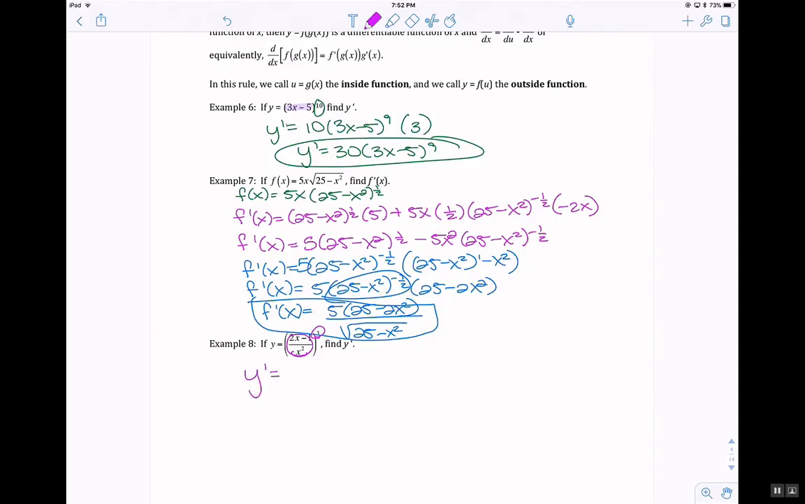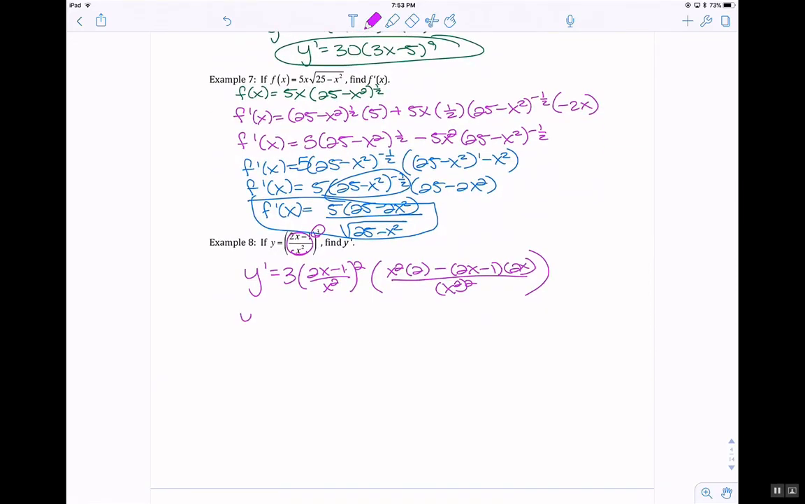So y prime is 3, 2x minus 1 over x squared, and then low d high minus high d low over low squared. So I get y prime 3, 2x minus 1 squared over x to the fourth, because I can distribute my squared to my numerator and my denominator. 2x squared minus 4x squared plus 2x over x to the fourth.